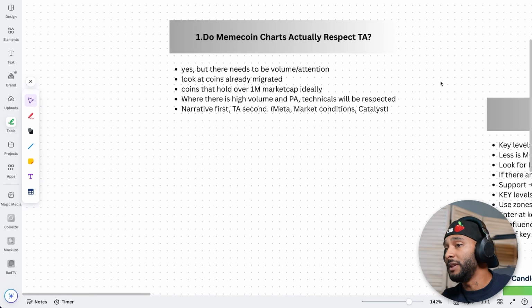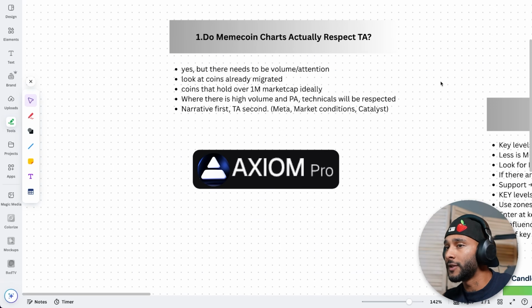But there needs to be volume and there needs to be attention. Attention comes first, narratives come first, TA second. So what you want to do is look at coins that already migrated. Now, this is on Axiom, right? And that's the first step that I usually teach.